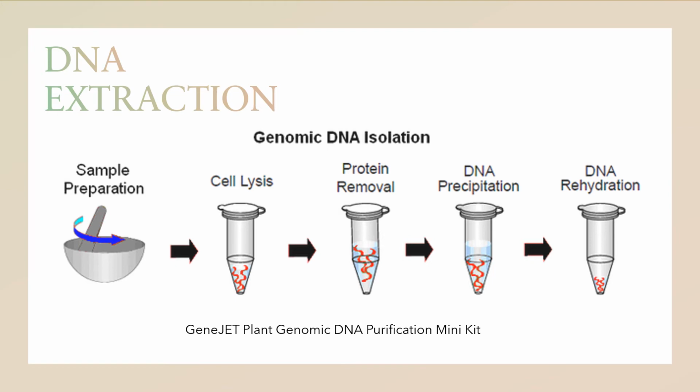So for DNA extraction, it can be done two ways. Either you use a plant DNA extraction kit, which is a commercial kit that can be bought ready and you just mix according to the instructions, or you can actually prepare the cell lysis buffer, the protein removal buffer, or the DNA precipitation buffer yourself. But in this case we are using a kit.